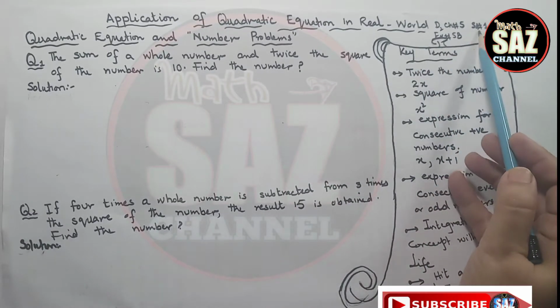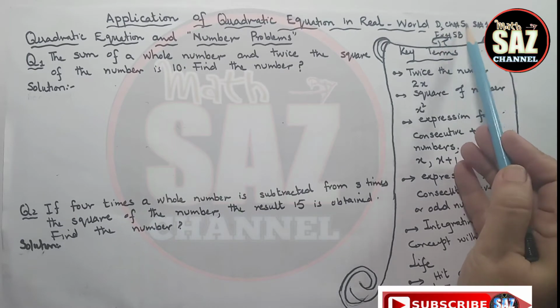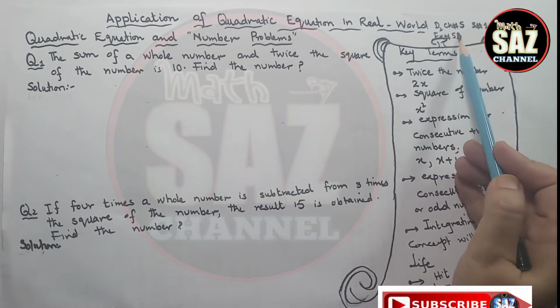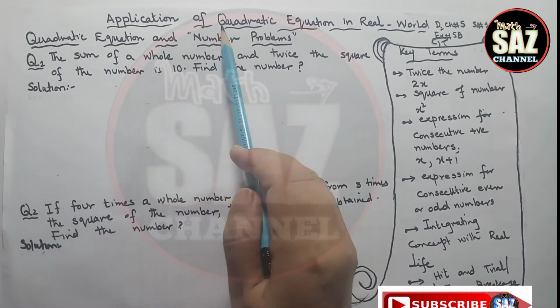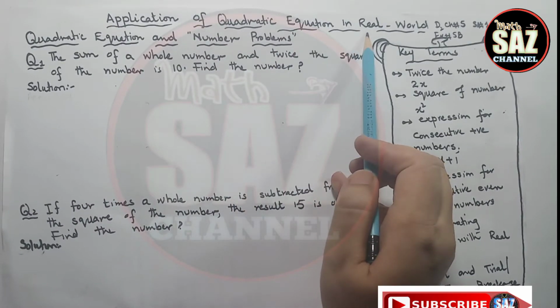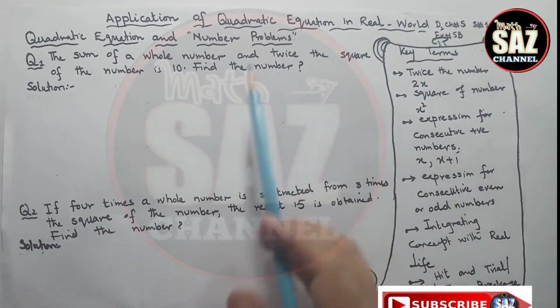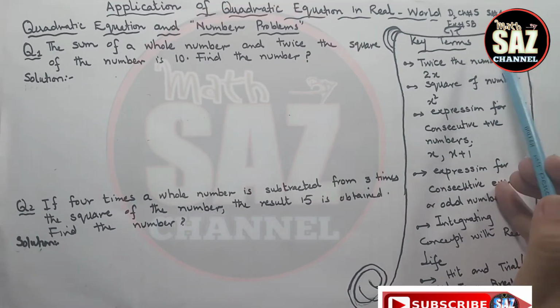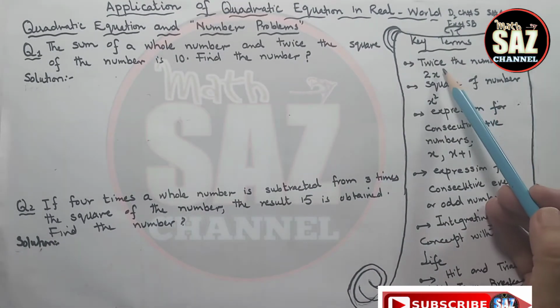This is my first lesson of D2, chapter number 5, exercise 5B, that is about application of quadratic equation in real world. Before going to the lesson, there are some key terms that we have to understand.